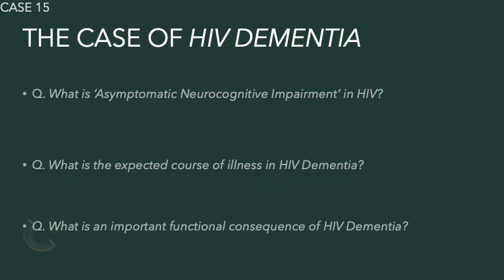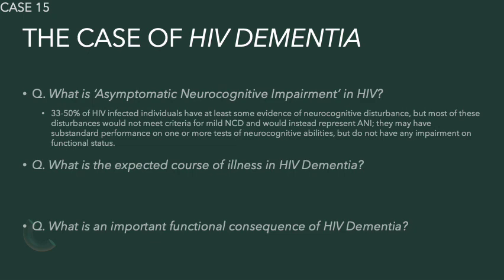So what is asymptomatic neurocognitive impairment in HIV? 33 to 50% of HIV-infected individuals have at least some evidence of neurocognitive disturbance. Most of these disturbances would not meet criteria for mild neurocognitive disorder, but would instead represent asymptomatic neurocognitive impairment. They may have substandard performance on one or more of the tests of neurocognitive abilities, but do not have any impairment on functional status.